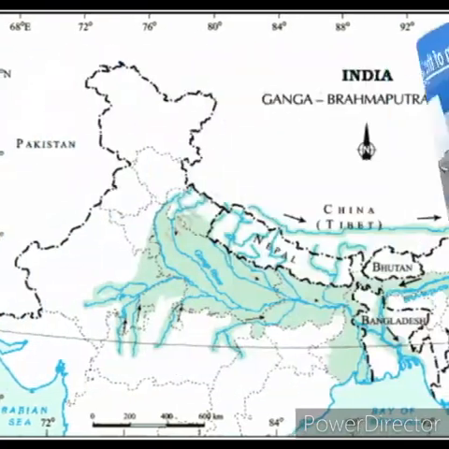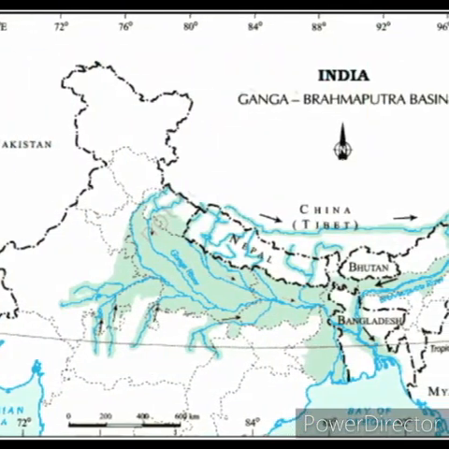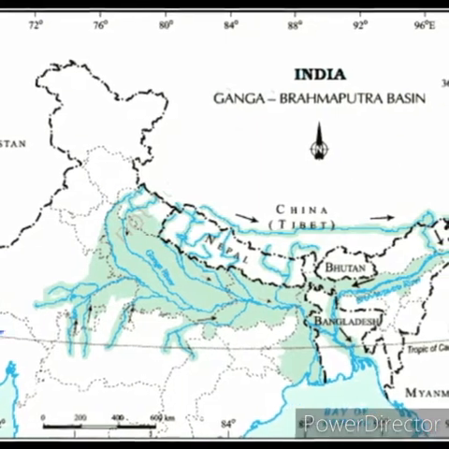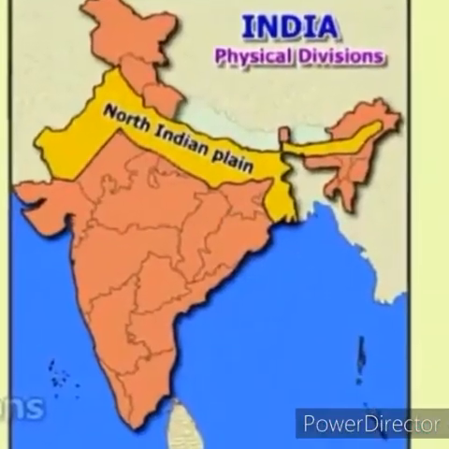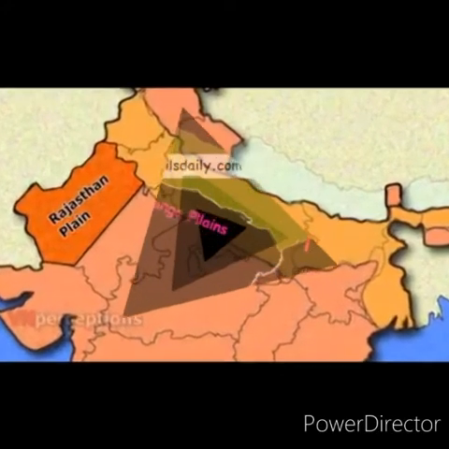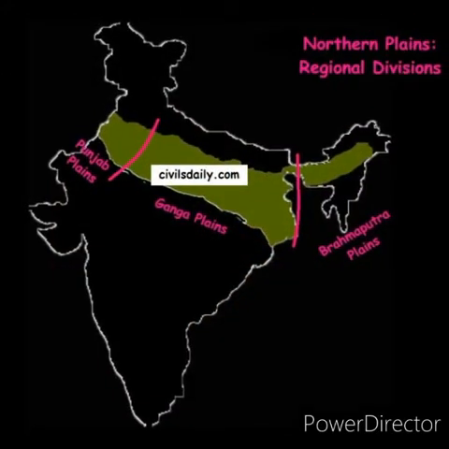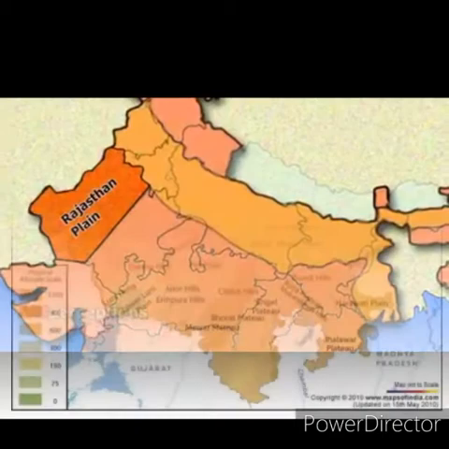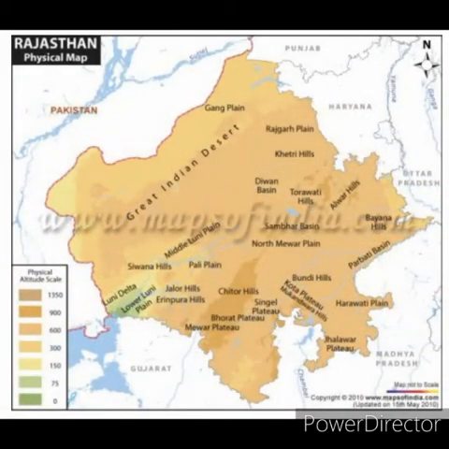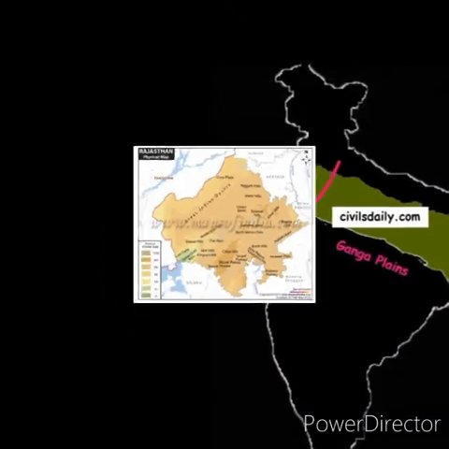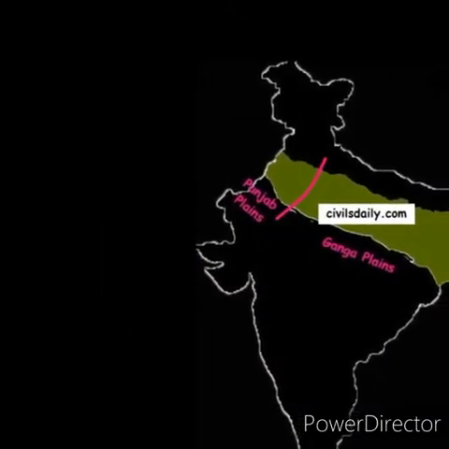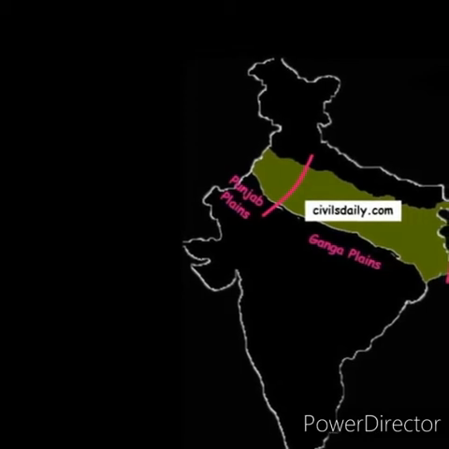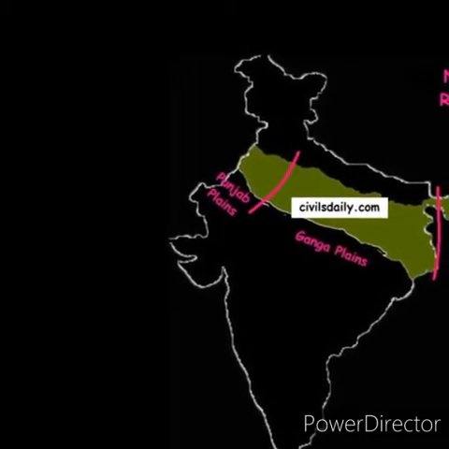This region is also called the Ganga Brahmaputra basin. Now the northern plains are divided into Rajasthan plains, Punjab Haryana plains, Ganga plains and the Brahmaputra plains. Now the Rajasthan plains are in the western part of Rajasthan and are known as the Great Indian Desert. The Punjab Haryana plains are towards the east and northeast of the Great Indian Desert.